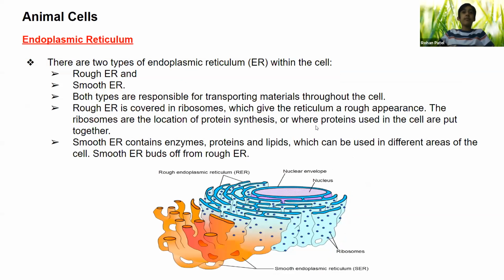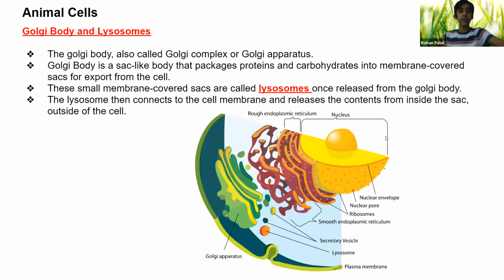Our endoplasmic reticulum are rough and smooth. Both are responsible for transporting material through the cell. The rough endoplasmic reticulum is covered in ribosomes, which gives it a rough appearance. The ribosomes are the location of protein synthesis, or where proteins used in the cell are put together. Our smooth ER contains enzymes, proteins, and lipids, which are used in different parts of the cell. Smooth ER buds off from the rough endoplasmic reticulum.